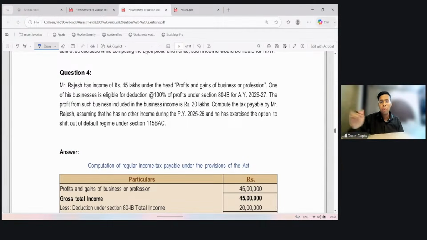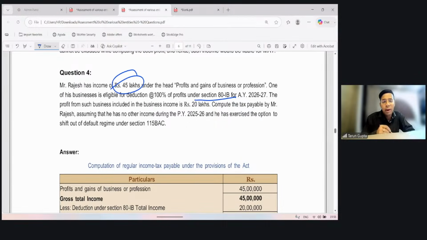Okay. Question number 4. Mr. Rajesh has income of rupees 45 lakh under the head PGBP. One of his businesses is eligible for deduction at the rate of 100% of profit under Section 80-IB. It is a deduction under Part C of Chapter 6A, a profit-linked deduction. The profit from such business in the business income is 20 lakh.